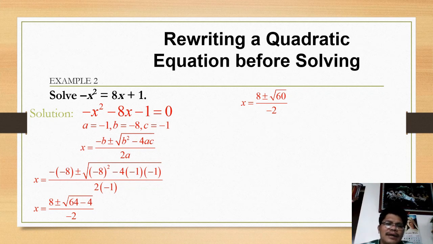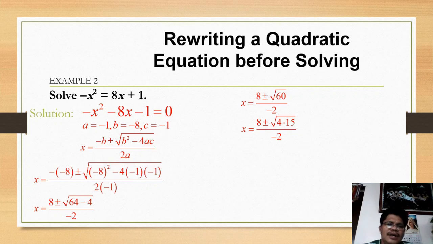And then simplify. Now, in this equation, mapansin natin square root of 60 is not a perfect square. So, you're going to think now the possible factor of 60 ng isa ay perfect square. And that is 4 times 15. Because we all know that square root of 4, dalawa, one is positive and the other one is negative.